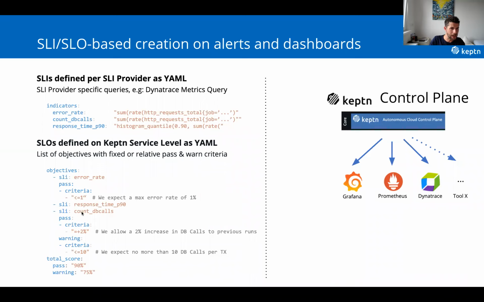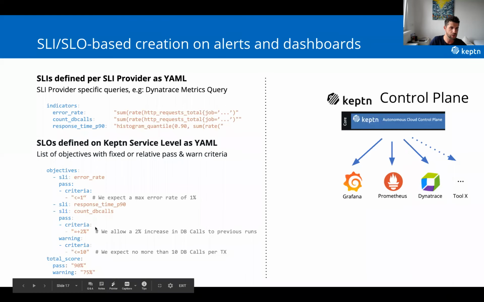And we also count the number of database calls, and it has to stay within the boundaries of a 2% increase to the previous runs. So there is a little bit more meta information in the real Service Level Objective file, like the number of runs you want to compare it to and the aggregation function. But the key points here are really to define criteria, a pass and a warning criteria.